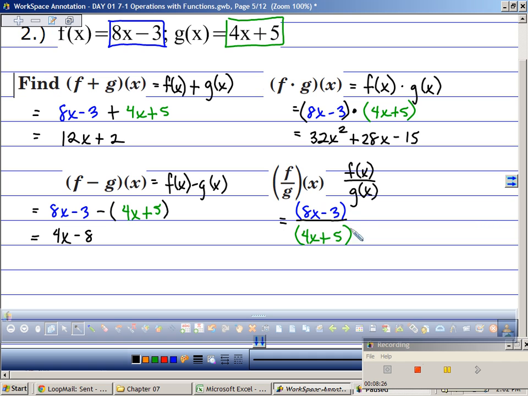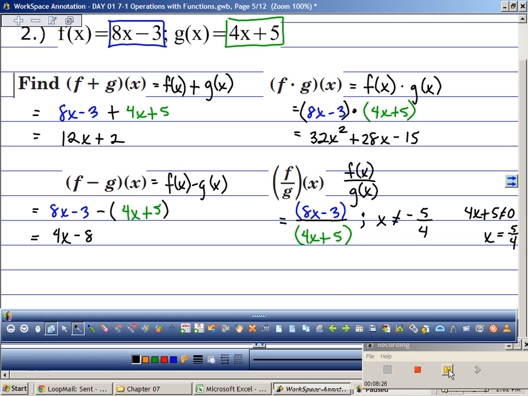And this one, you can't simplify it any more than that, except we need to say that x cannot be what? Negative 5 over 4. Why negative 5 over 4? Because if I plug in negative 5 over 4, that will become negative 5, and negative 5 plus 5 is 0. Take the denominator, set it equal to 0 and say it can't be that. When you solve, you will get x equals negative 5 over 4.